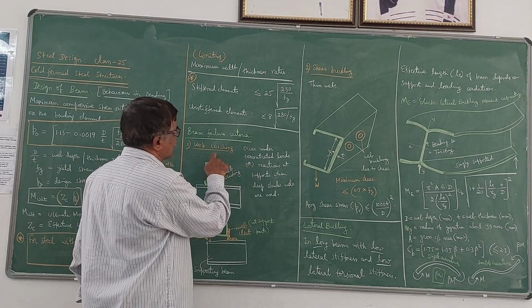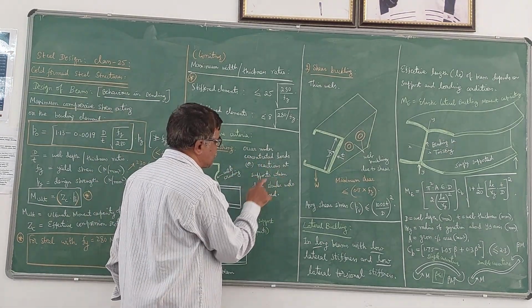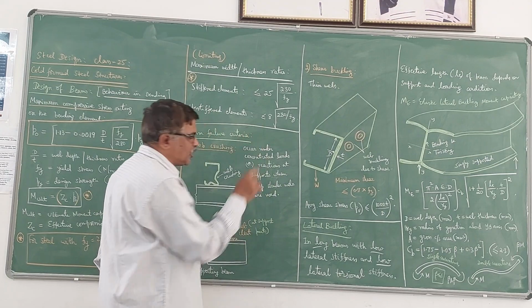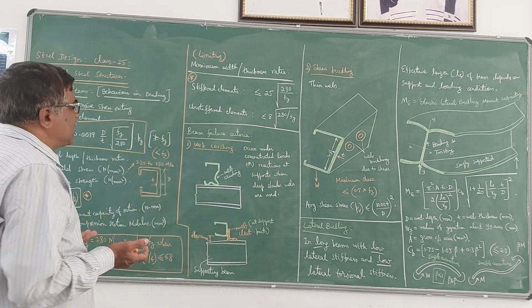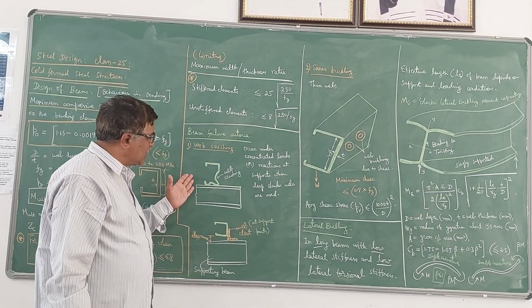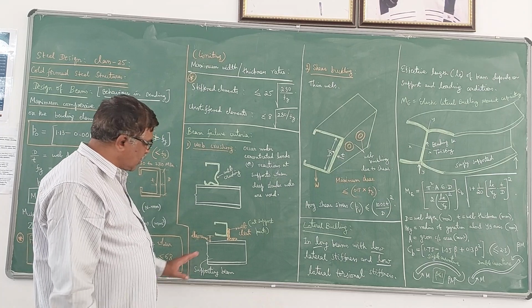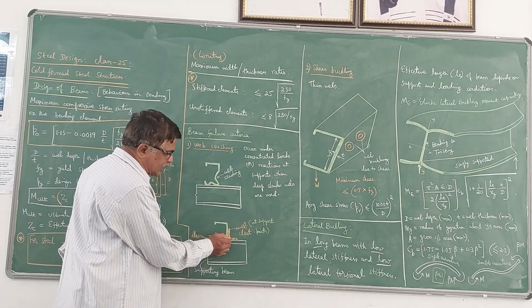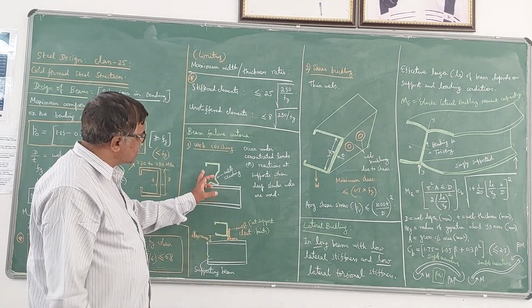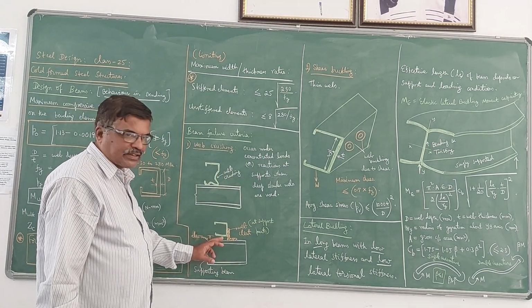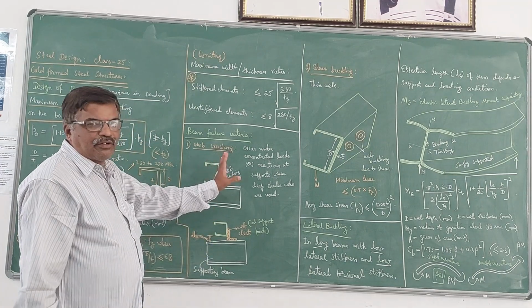Web crushing can occur under concentrated loads or reactions at supports when deep slender webs are used. When deep slender webs are there, this web crushing may occur in this fashion. To avoid web crushing, you can always provide a web cleat at the support points, to support this section, something like this. When an arrangement is provided like this, you can avoid web crushing.